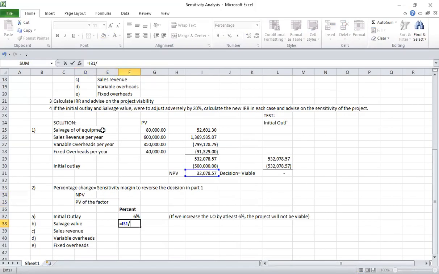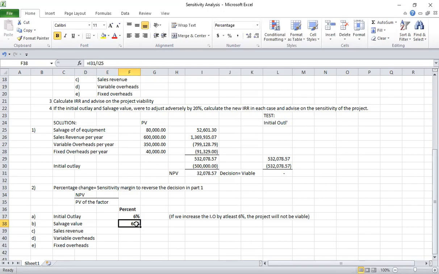The salvage value was this 80, and the present value for it is this 52,601. So you divide by the present value of the salvage value, the 52,601. The answer that we get is about 61%.